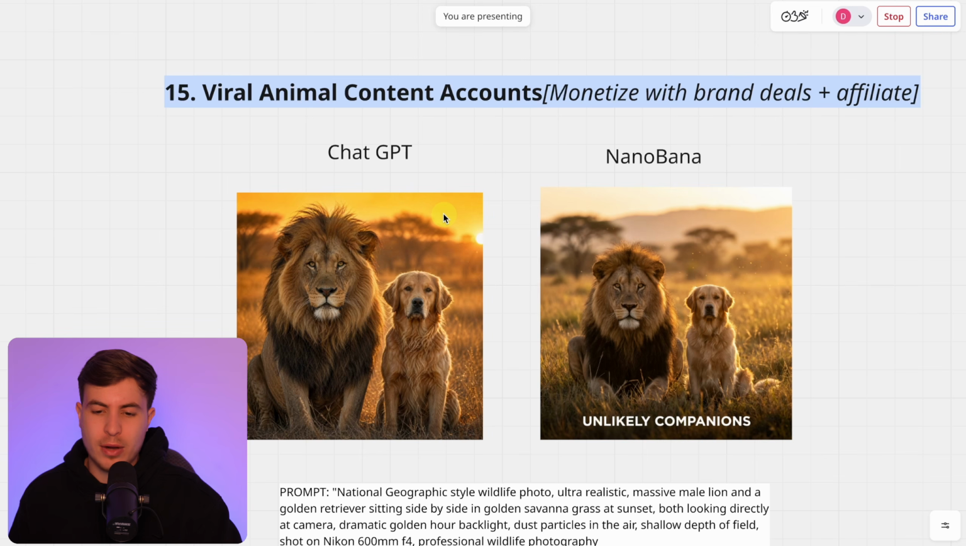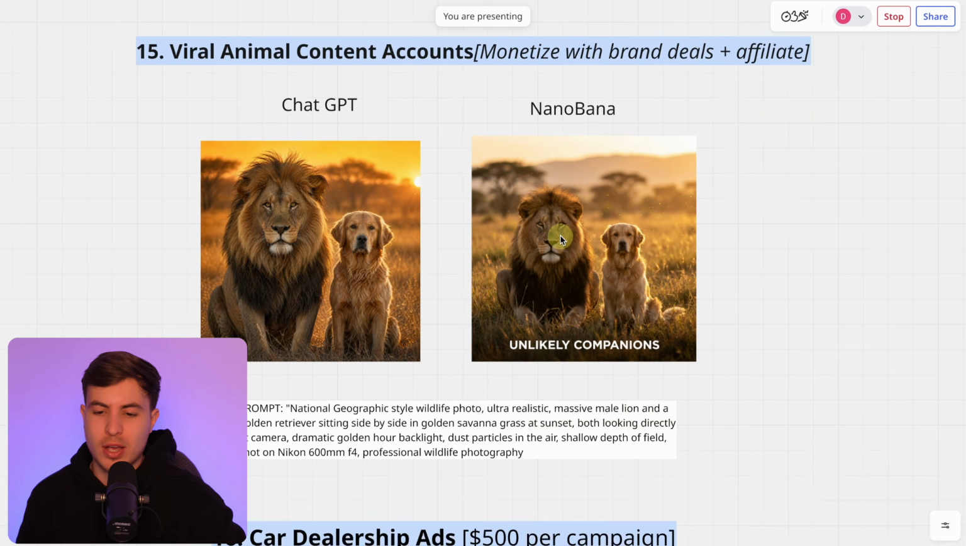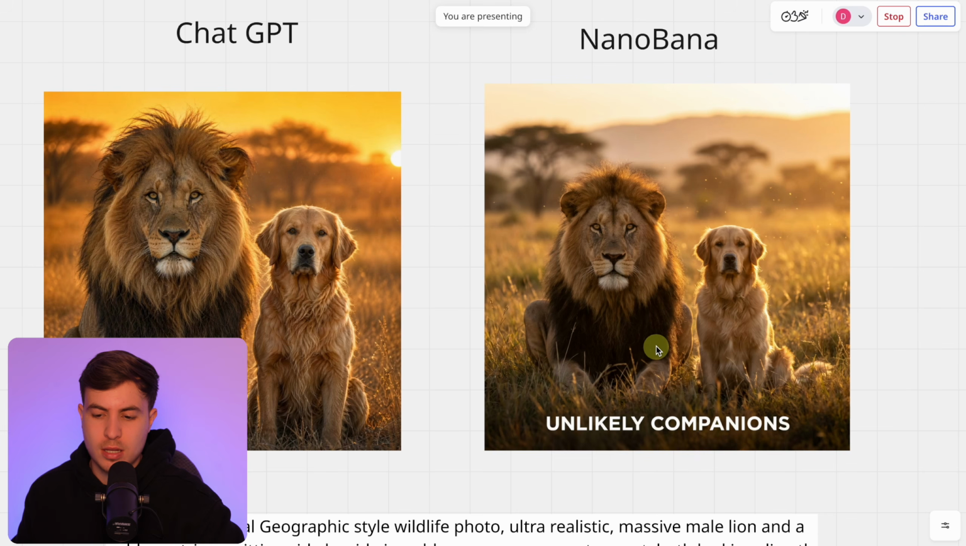The next idea would be viral animal content accounts. Or maybe if you're not the most ethical person, you could do news stories or articles like we see that are complete clickbait. You've probably seen these where you have like a carousel. The first carousel image is like this, unlikely companions. And then the next few pages of the article just saying a bunch of nonsense.